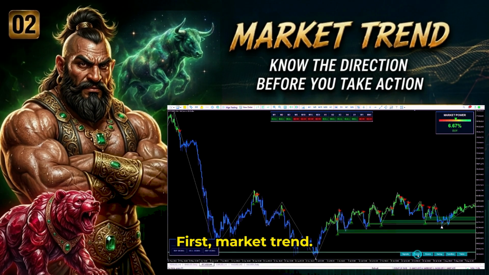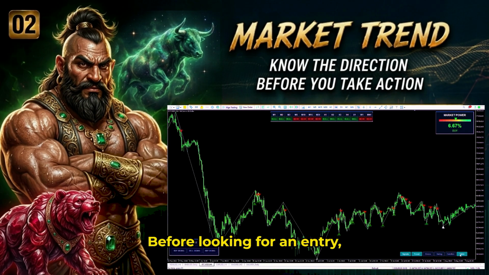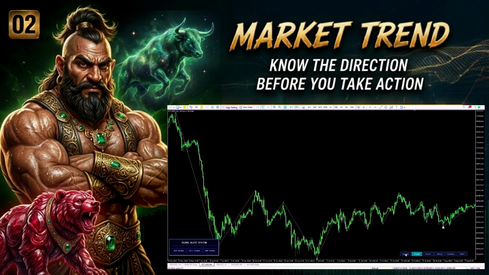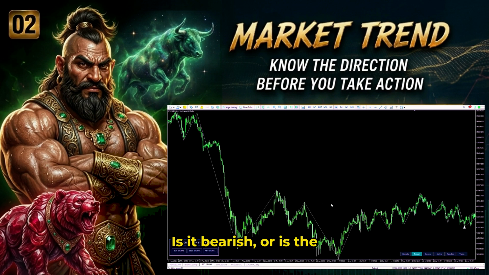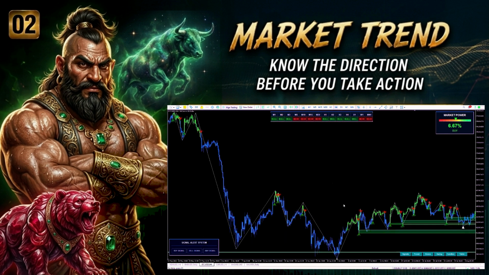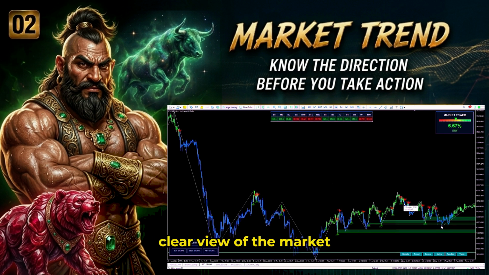First, market trend. Before looking for an entry, you need to know one simple thing. What is the market actually doing? Is it bullish? Is it bearish? Or is the market currently neutral? This indicator gives you a clear view of the market trend, so you can understand the direction of the market before making a trading decision.